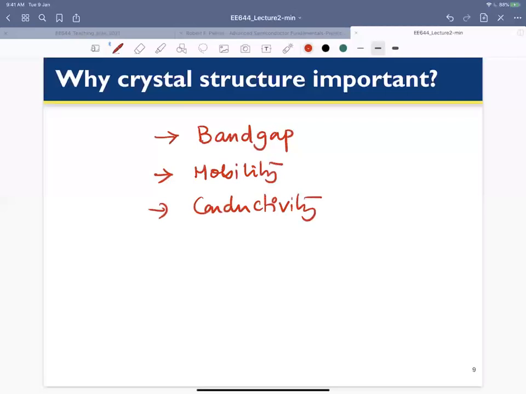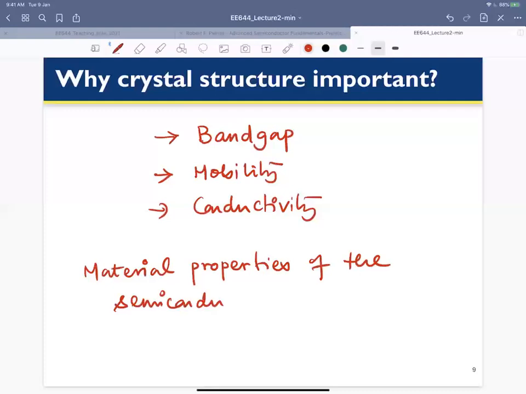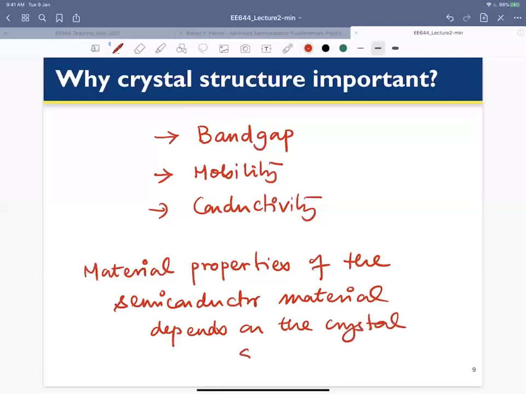So the material properties of the semiconductor, because we are dealing with semiconductors mostly here, depend on the crystal structure, right? The crystal structure is the main thing. So that's the reason you need to know about crystal structure.